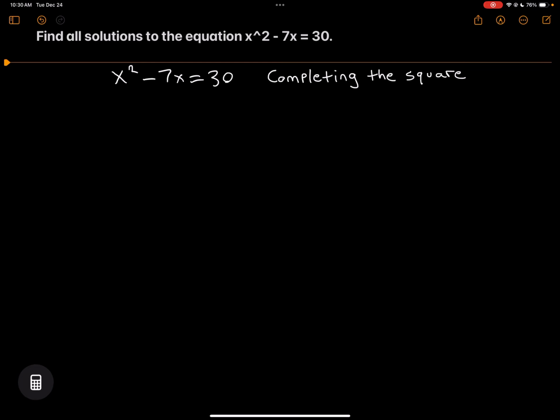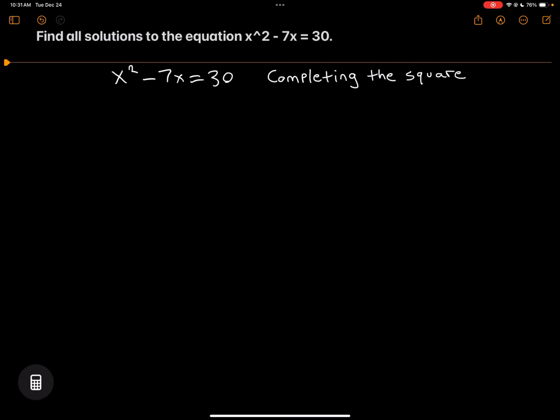In this video, we're going to be explaining the following problem under quadratic equations and using a new technique called completing the square to solve and find the solutions to this equation easier. The problem says, find all solutions to the equation x squared minus 7x equals 30.